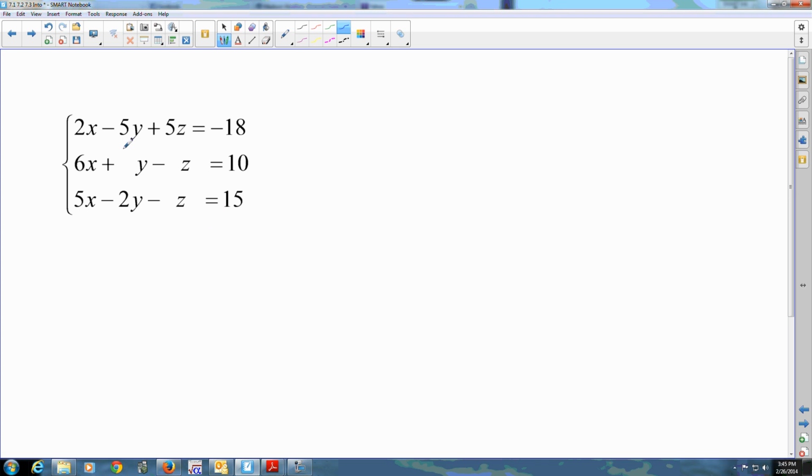It's your judgment on what variable you want to make go away. And looking at it, I kind of like making the z's go away here. Say I were to take this bottom one and multiply the bottom all by -1. So this equation isn't here anymore. I've got this one. Now if I combine it with the middle one, 6x minus 5x is x. 2y and 1y make 3y. Positive z and minus z are gone. 10 minus 15 is -5. Okay, so that's one pairing.